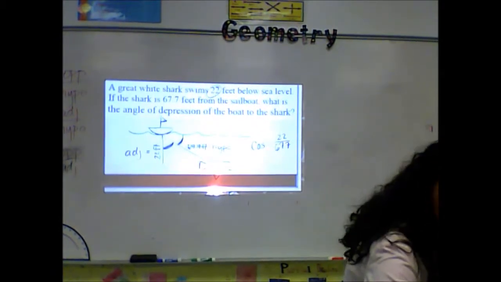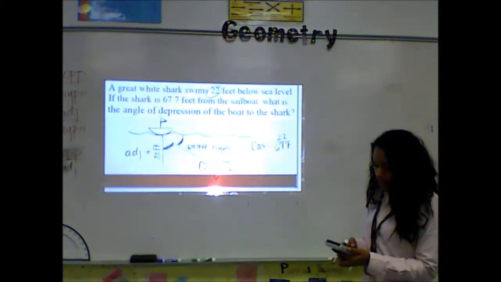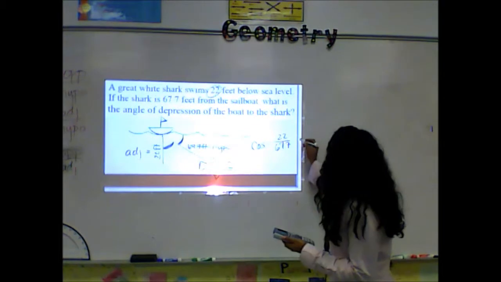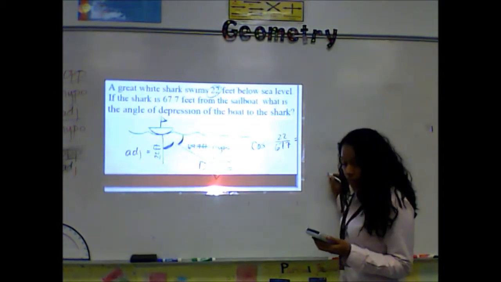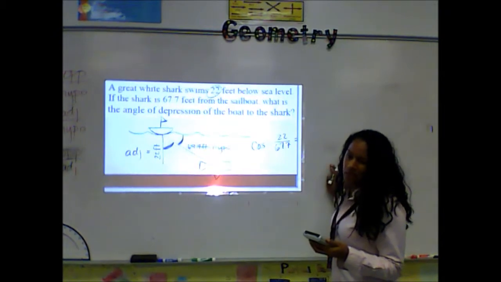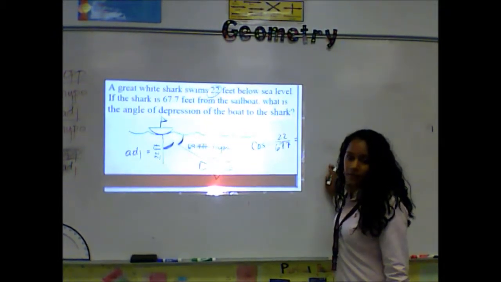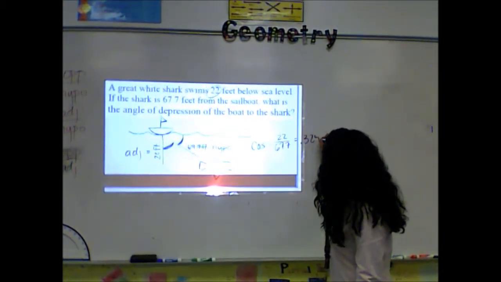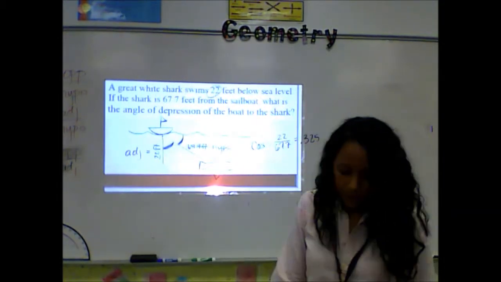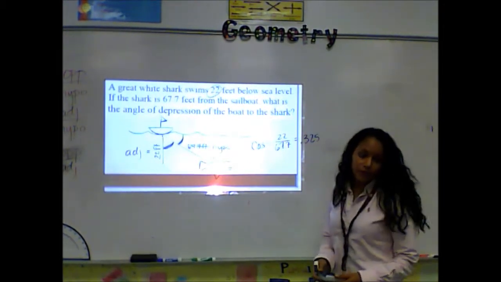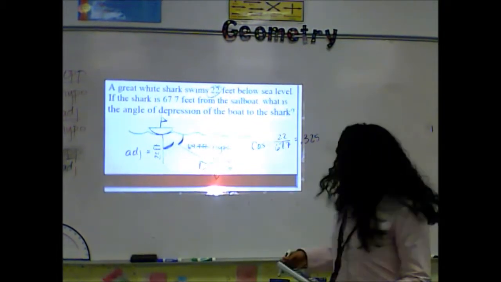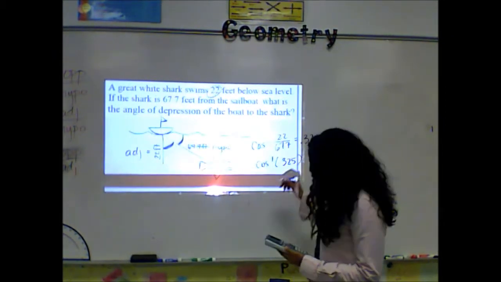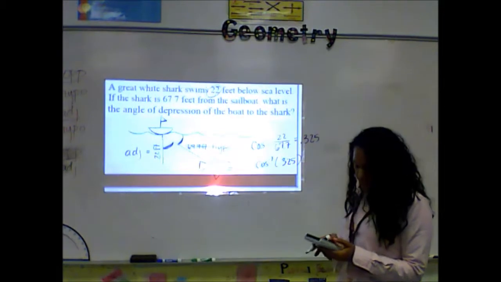So what are we going to do with those two numbers? Turn it into a decimal by dividing. So what did you get? I got 0.324916. Okay, let's round to the thousandths. What would we get? 325 thousandths. So what are we going to do with 325 thousandths? Do the inverse of cosine. So inverse cosine of 0.325.